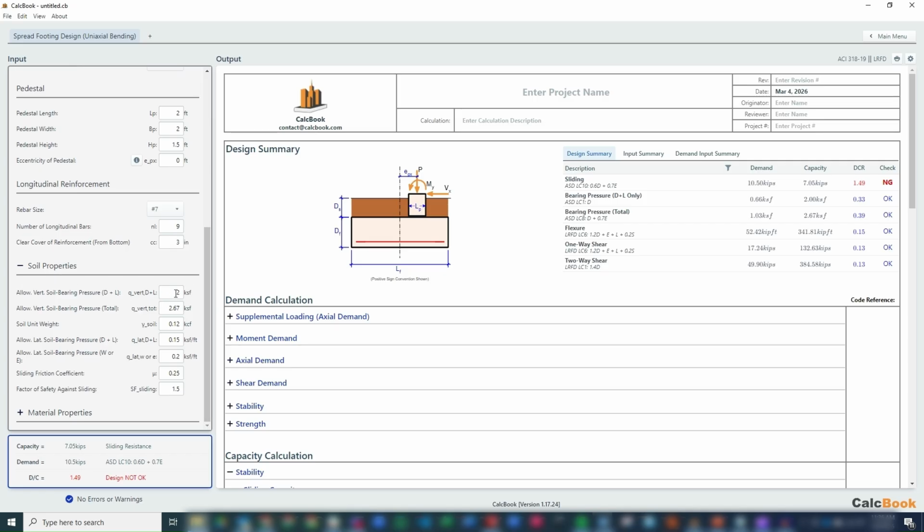So we've got that 2 KSF bearing pressure for dead plus live, and then 1/3 increase for lateral for total. We have our lateral soil bearing pressure for dead plus live of 0.15, and then we have our total, our wind or earthquake at 0.2 KSF per foot, that 1/3 increase. And then our sliding coefficient of 0.25.